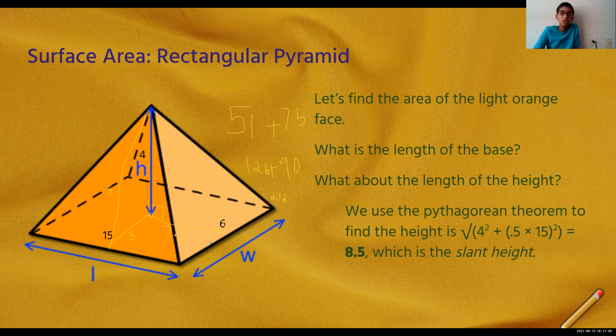Yeah, but wouldn't that also work for the light orange? Yes, however, the horizontal lengths are different because we're dividing the side that's parallel to it by 2. So that's what we did for both the dark and light orange faces. Got it. Yeah.